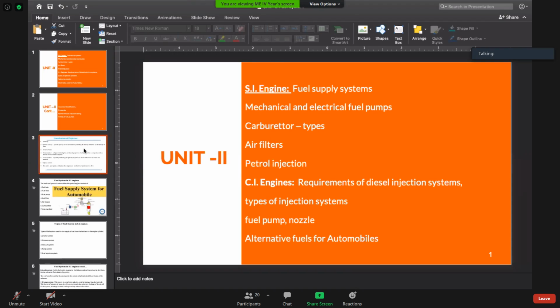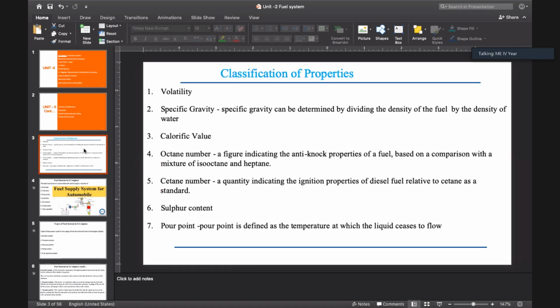Okay. So when we are talking about the fuel system, first, maximize the screen, sir. Yeah.